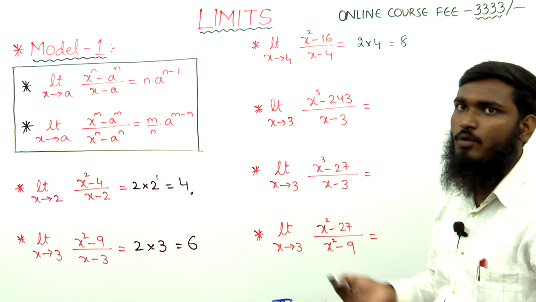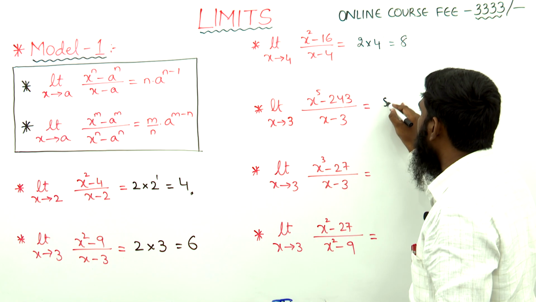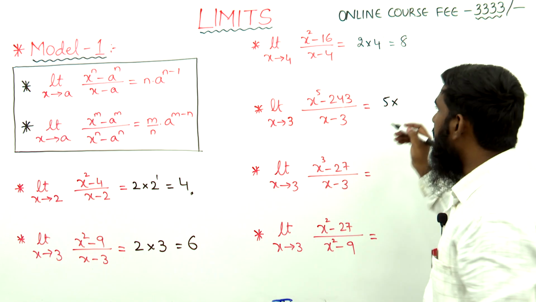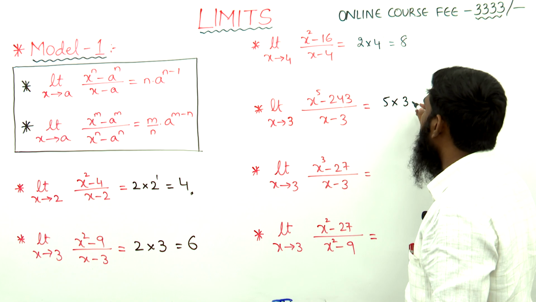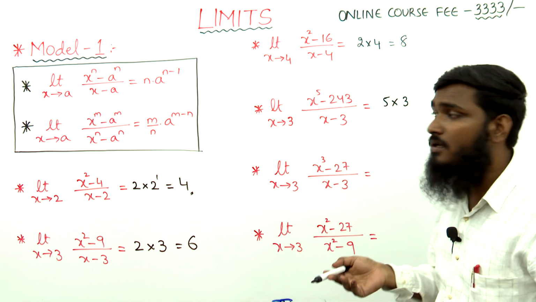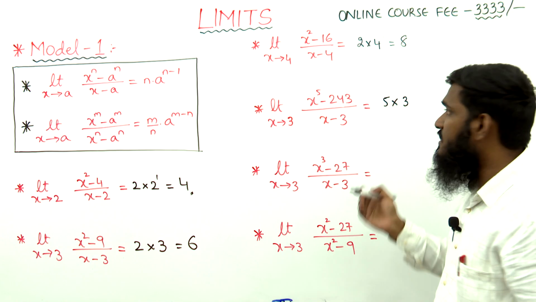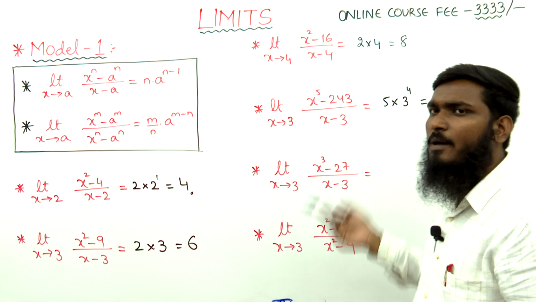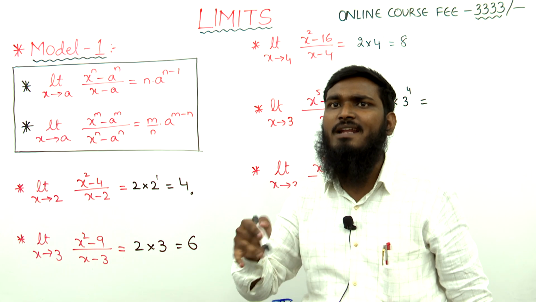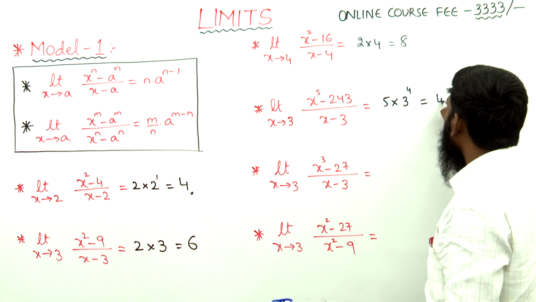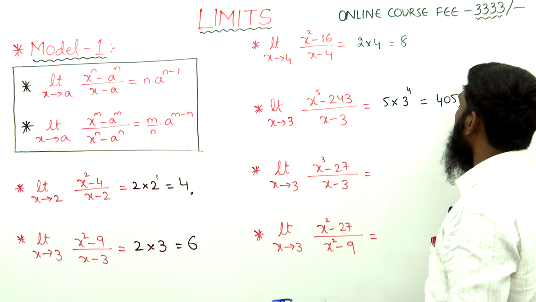Now let us use the standard limit here. First we have n, which is 5. 5 into the a value, which is 3. Now in the power we have n minus 1, which is 5 minus 1, equal to 4. Now we multiply this part: 3 power 4, 3 times 3 is 9, 9 times 3 is 27, 27 times 3 is 81. 81 into 5 is the answer.